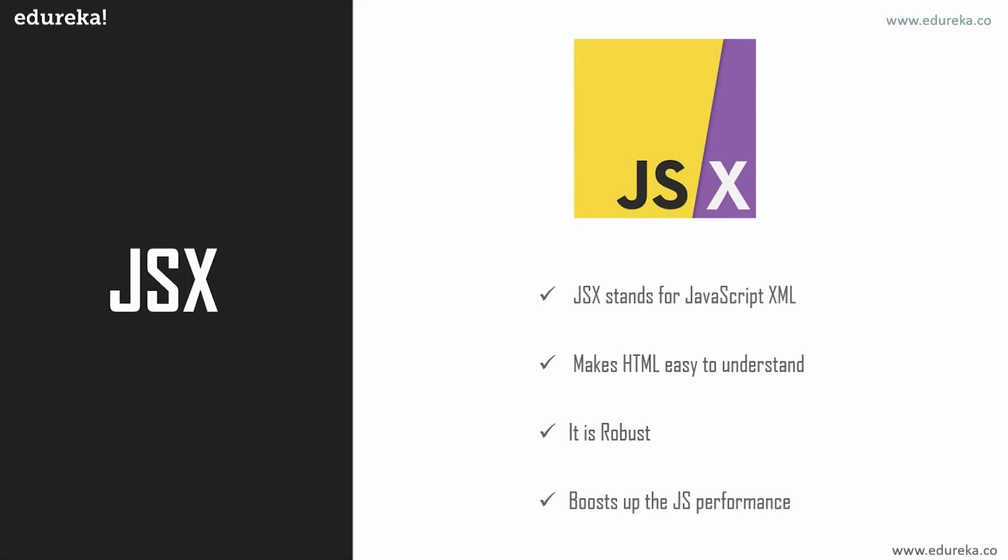JSX stands for JavaScript XML. It makes your HTML very easy to understand. You can say it's a combination of JavaScript plus XML. JSX allows you to include XML-like syntax inline with JavaScript. React specifically uses JSX to describe the composition of React components in a readable way.